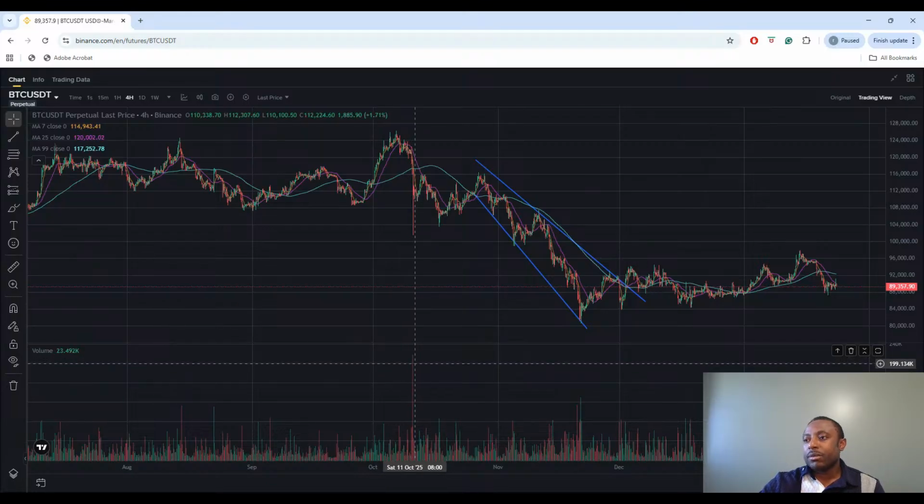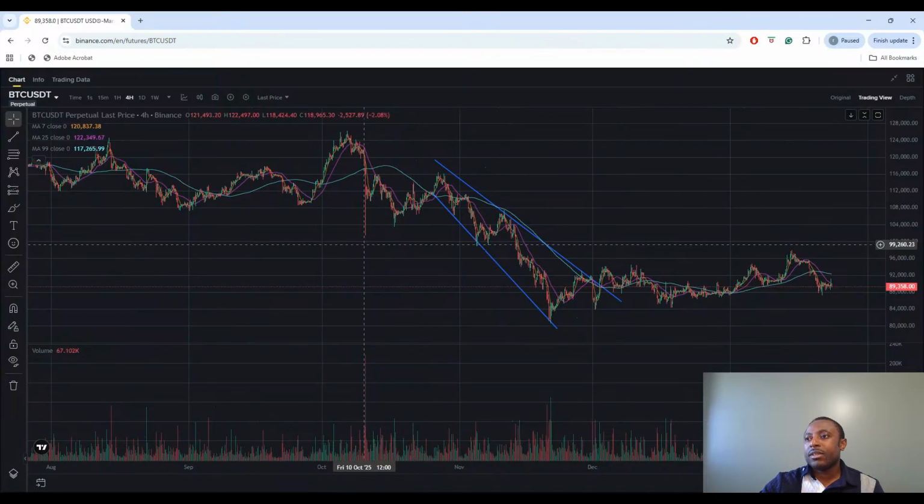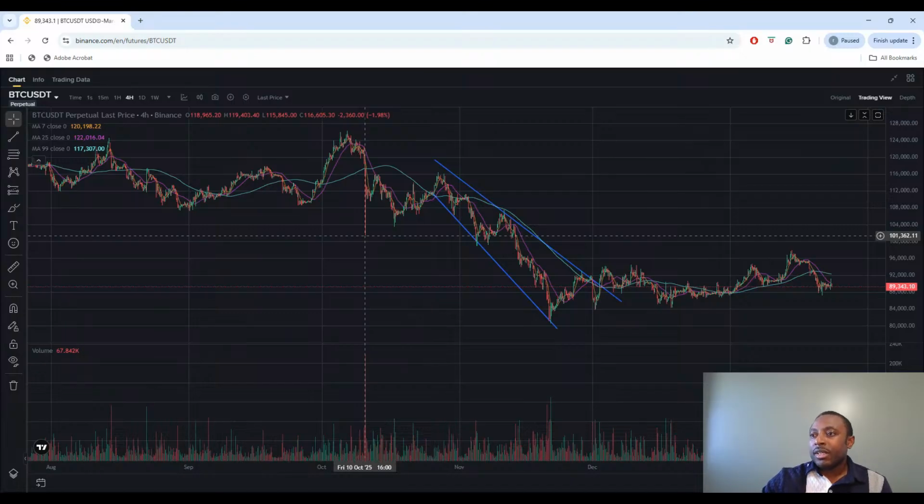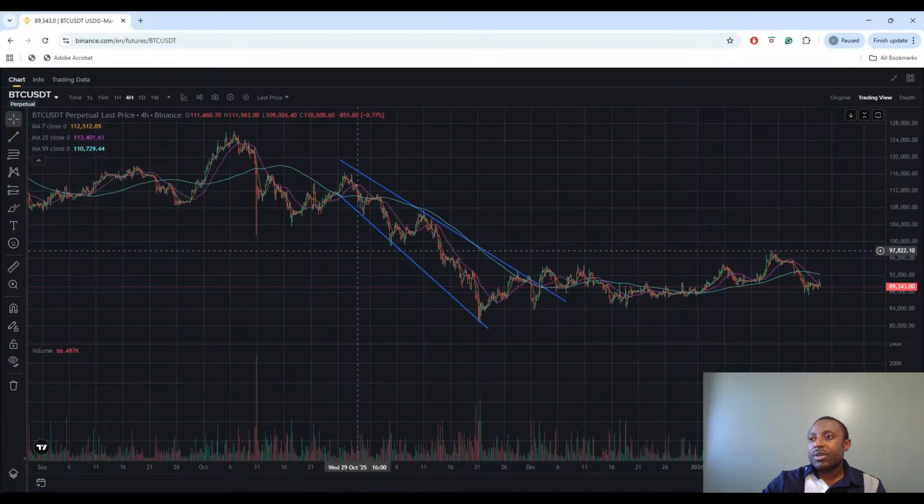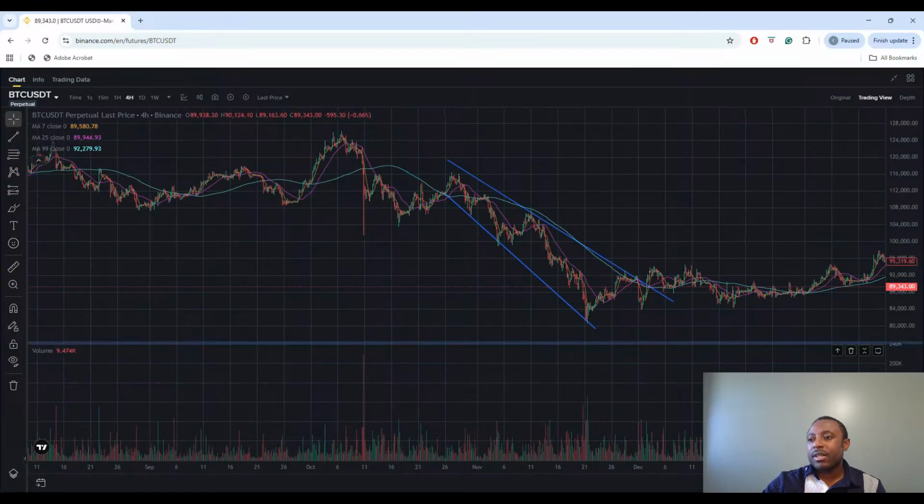That's a huge volume. So that means that on this dump, when was this? Yeah, October 10, 2025. There was a huge dump in the market. So that means a lot of people were selling. Look at this, look at the volume. That tells a very good story.